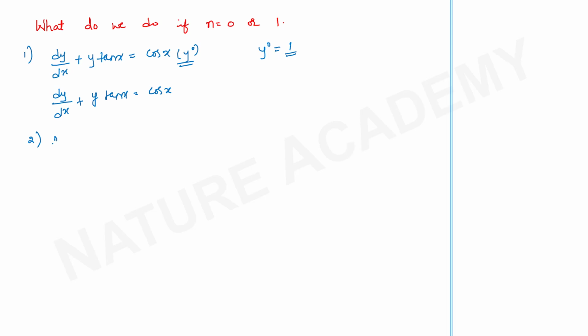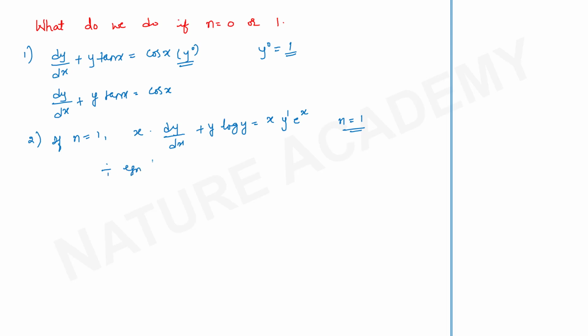Now what is the second case? The second case is if n is equal to 1. For example, if you have x into dy by dx plus y into log y is equal to y into e raised to x. Here your y raised to n is y raised to 1 actually. So here n is 1. But you can't proceed with finding 1 minus n, because 1 minus 1 becomes 0. So you can't proceed in this way. But you can easily reduce it in the following way which I am showing.